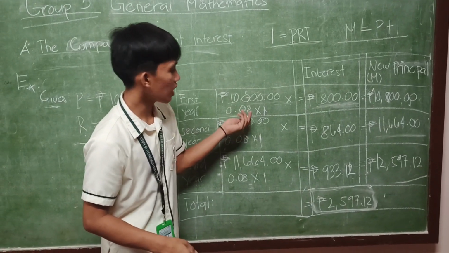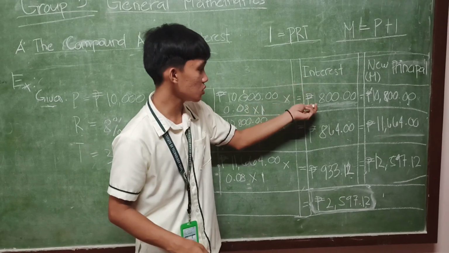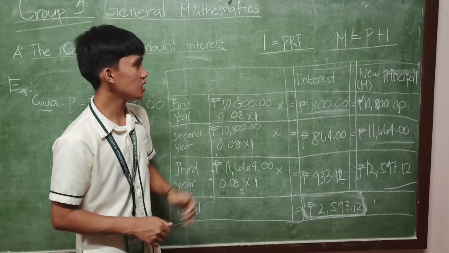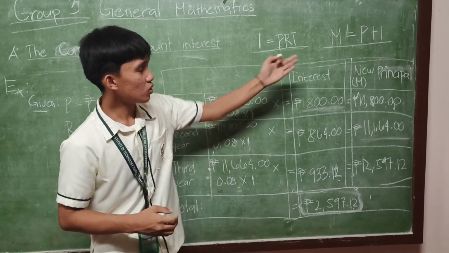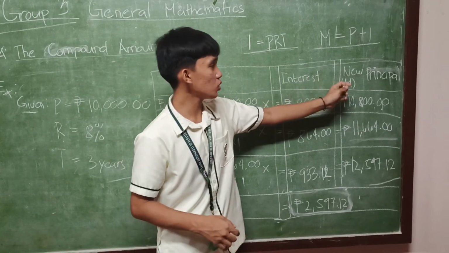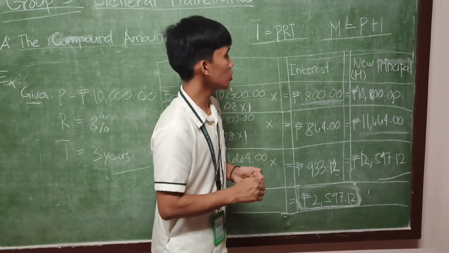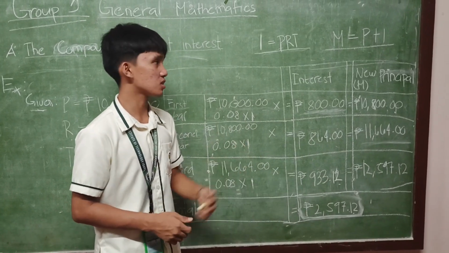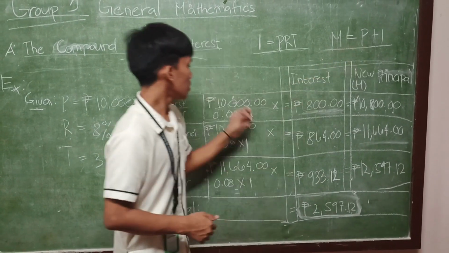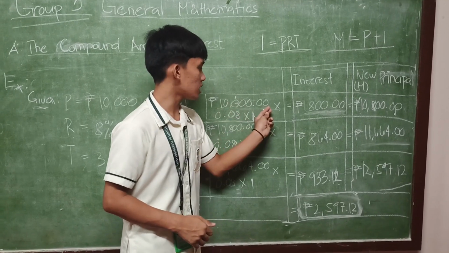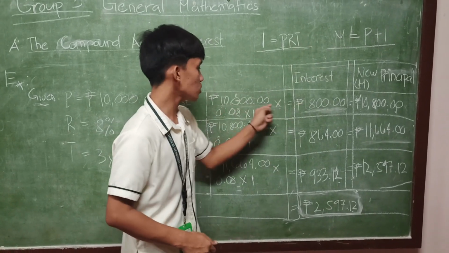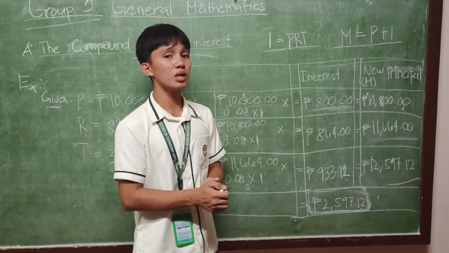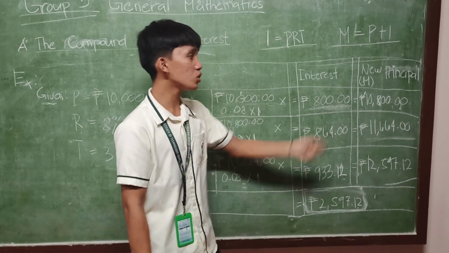Then, after, ang answer dito is interest, which is 800. Then, pag nakuha mo na yung interest, dito na papasok kung paano i-compute yung new principal. Nandito yung formula: M is equal to P plus I, which is ang interest. Substitute, principal 10,000 plus interest 800. Ang answer is 10,800. Yung 10,800, yun na yung magiging bagong principal natin or new principal.